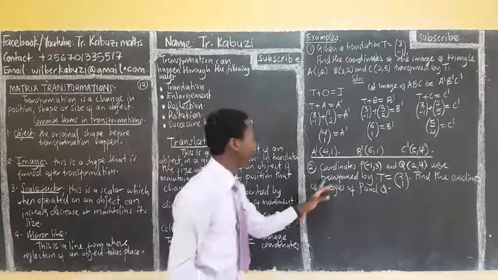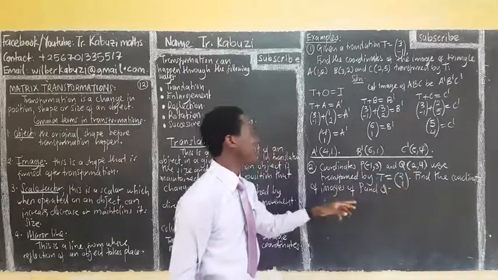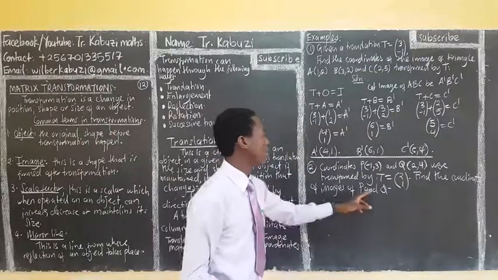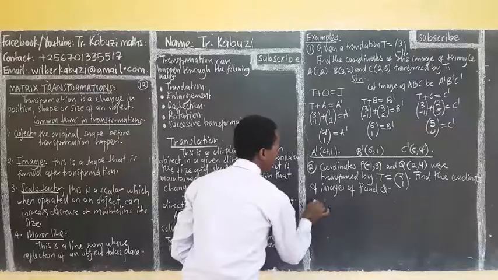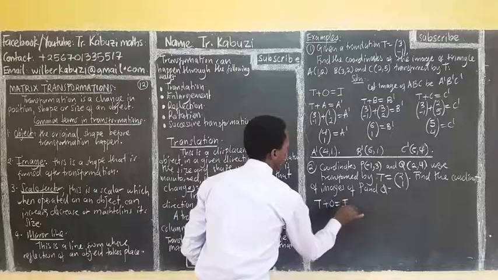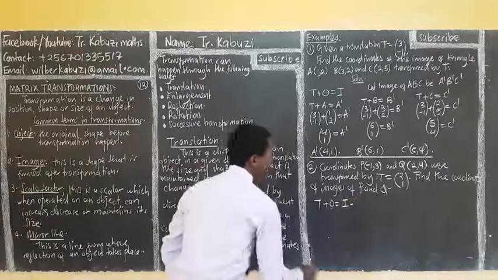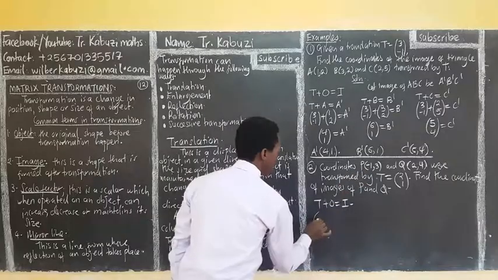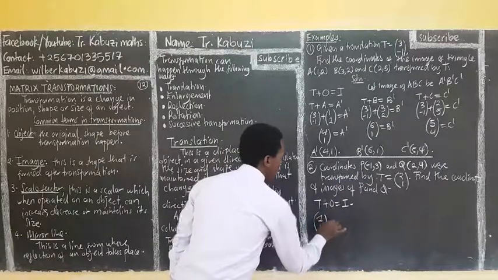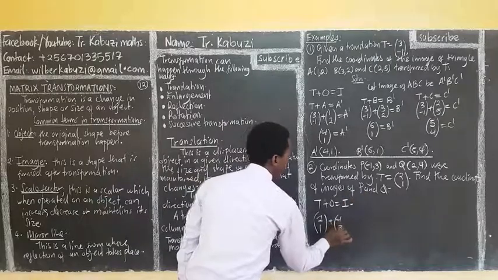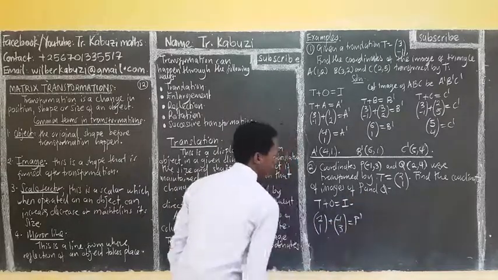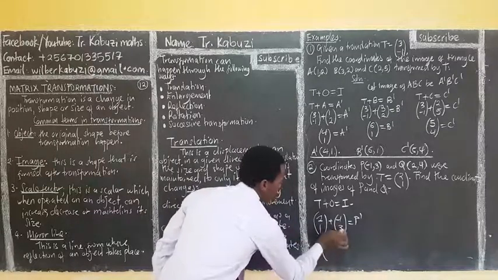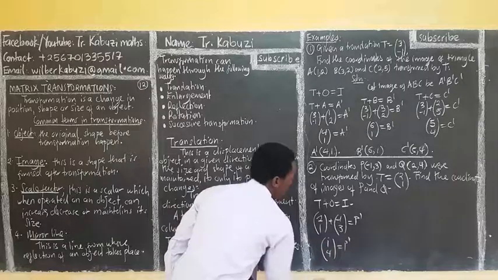Then I come to this one, coordinates P and Q were transformed by T. Find the coordinates of the images of P and Q. Still, T plus the object is equal to the image. So if my image is P prime, my T will be 2, 1, plus the coordinate of P, negative 1, 3. It will give me P prime. And you see, I'll get 2 plus negative 1 gives me a 1, then 1 plus 3, a 4. This will be P prime.